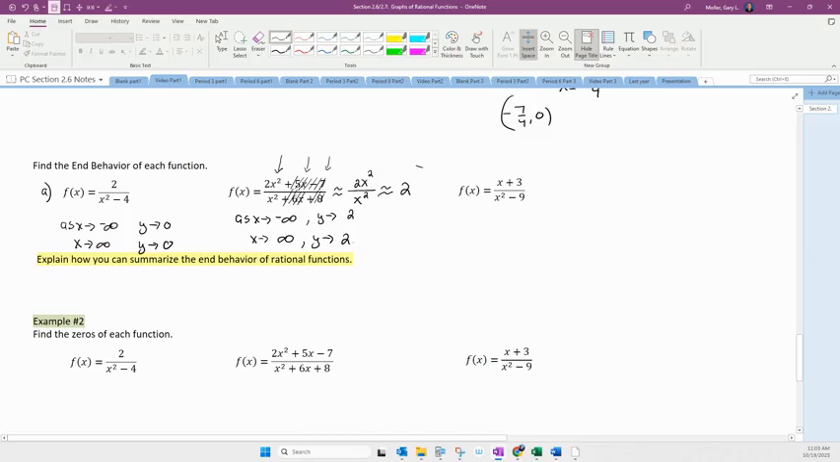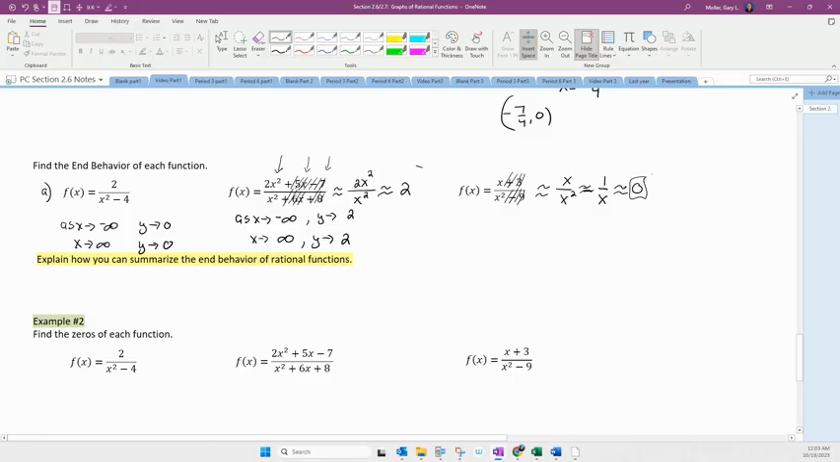And on this one, once again, adding 3 to a couple billion doesn't matter. Subtracting 9 from a couple billion squared doesn't matter. This simply becomes x over x squared, which is simply 1 over x, which is approximately 0.